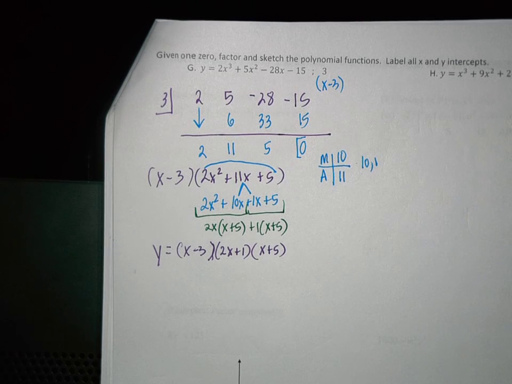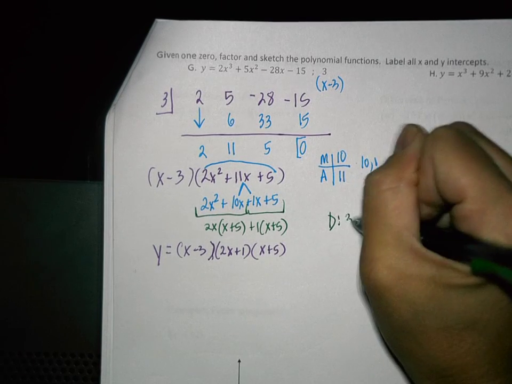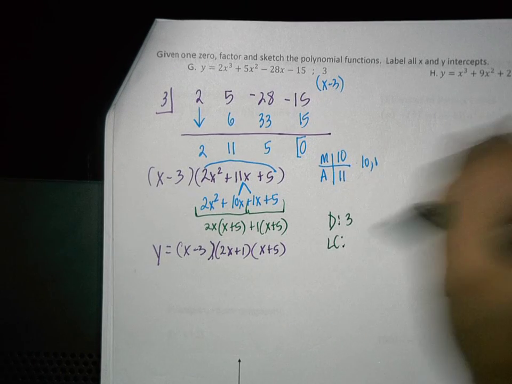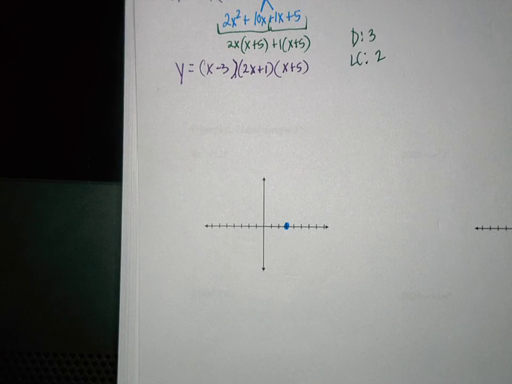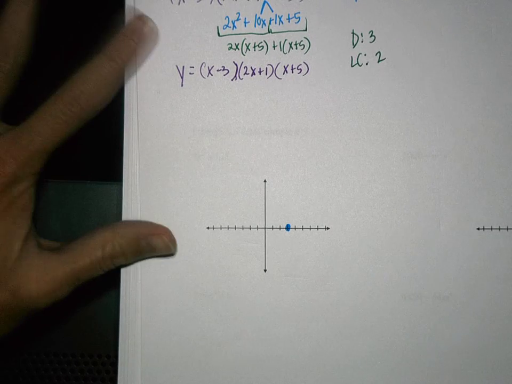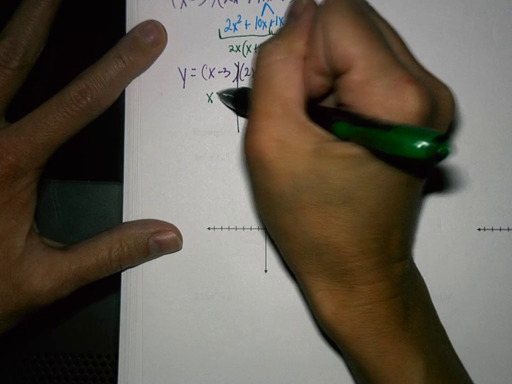Good. First of all, my degree is what? 3. My leading coefficient is what? 2. Okay. What do I have to do now? Find your x's. Setting each of these equal to 0. This one is going to be x equals 3. And is that going to be a bounce or a passing through?